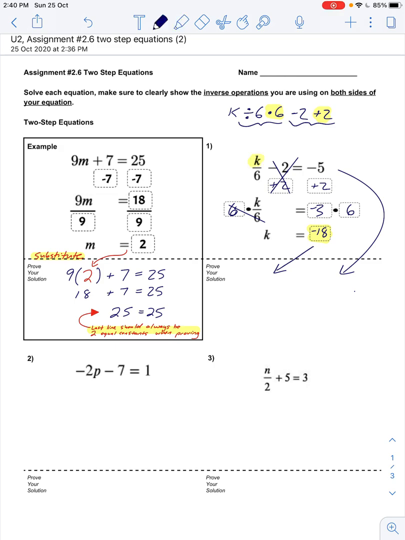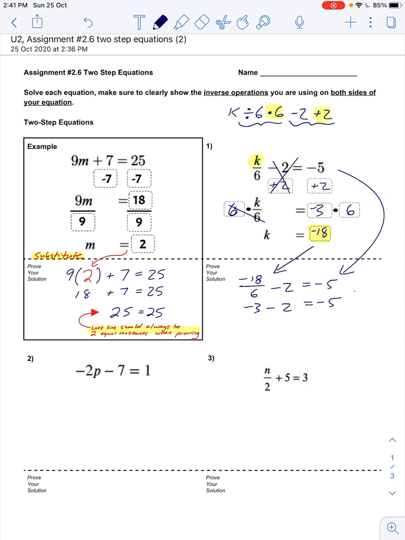So in my problem, I'm going to plug that in where the k is in the original problem. So this is going to become negative 18 divided by 6 instead of k divided by 6. And the rest remains the same. Minus 2 equals negative 5. And then you're just going to go through and evaluate the left side. So the first thing I would do is negative 18 divided by 6, which is negative 3. Rewrite the rest of the problem.